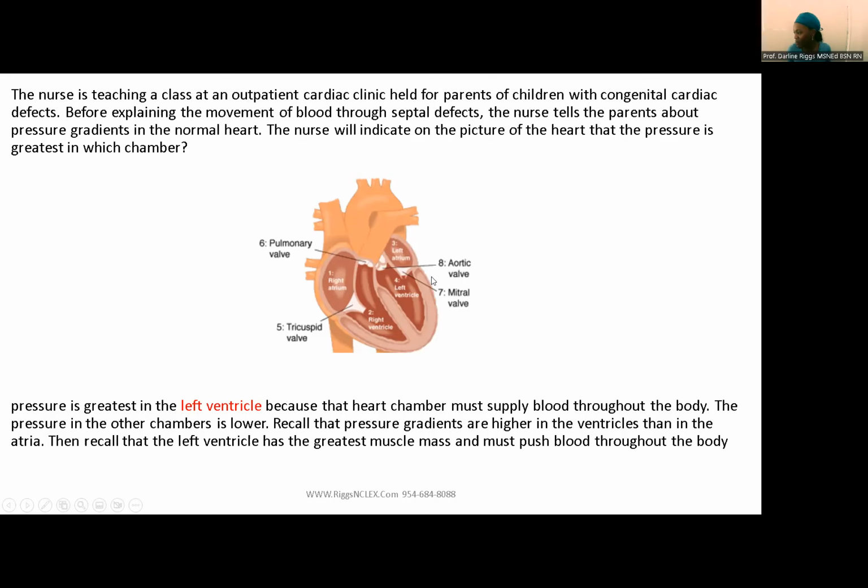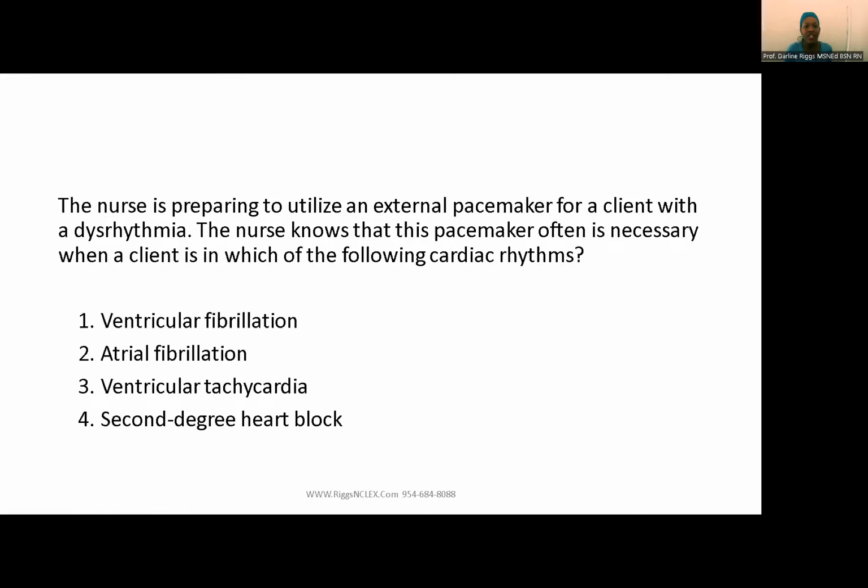Let me move this so you can see my cursor. Right here. Your left ventricle works the hardest. Pressure is greatest in the left ventricle because the heart chamber must supply blood throughout the body. That's a harder responsibility than just pumping blood to the lungs. That's a shorter distance. So pressure gradient is higher in the ventricles than in the atria. Left ventricle has the greatest muscle mass because it has to push blood to the entire body. Poor thing.